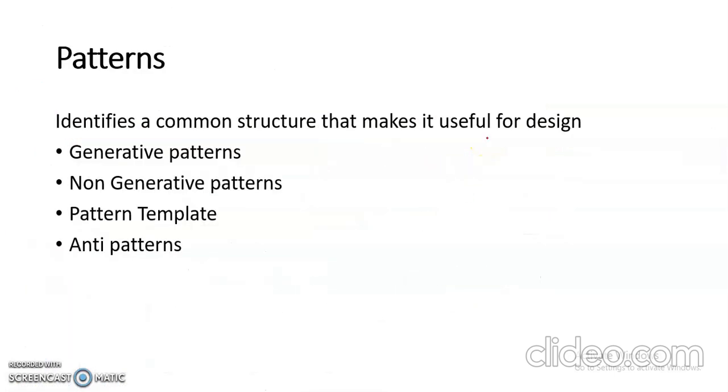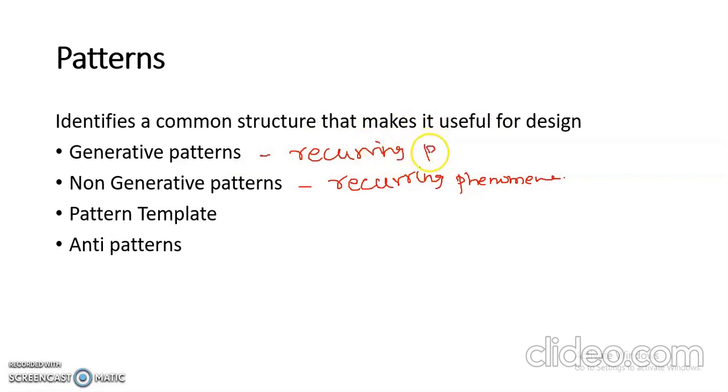Then patterns. There are four different types of patterns. Non-generative patterns deal with recurring phenomena. It will show the recurring phenomena of a problem, but it doesn't provide any solution. Recurring means it is too frequent, it is repetitive. Generative patterns, if there is a problem, will show how often the problem occurs, the recurring phenomena, as well as the solution for the recurring phenomena.